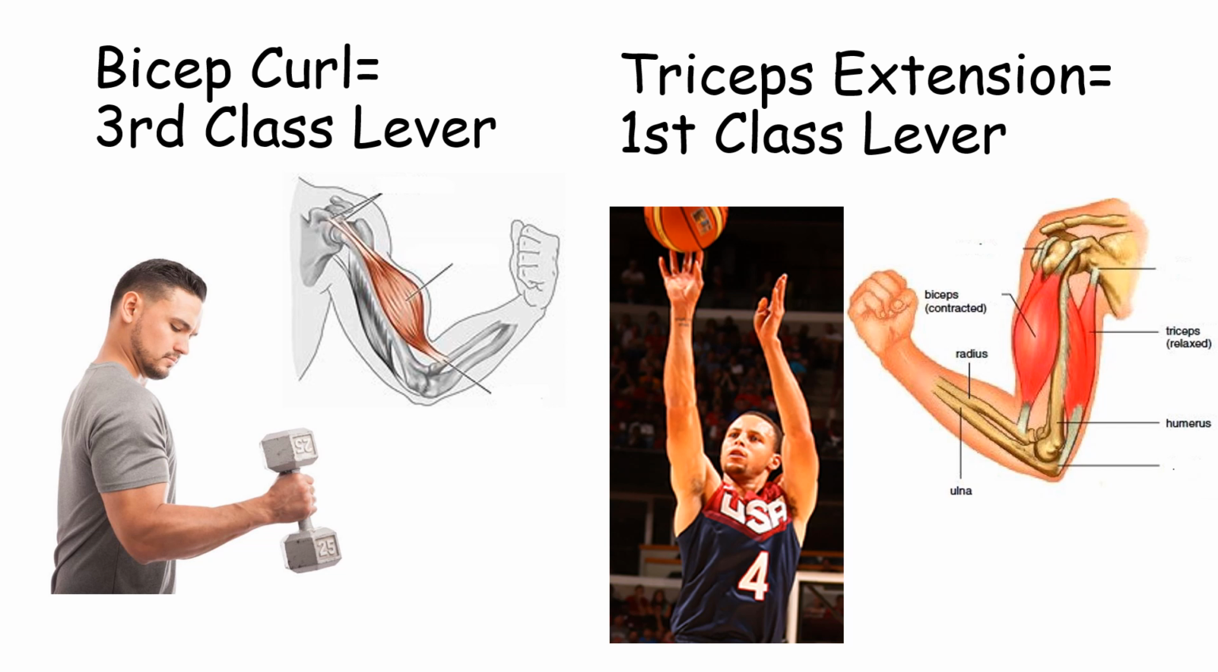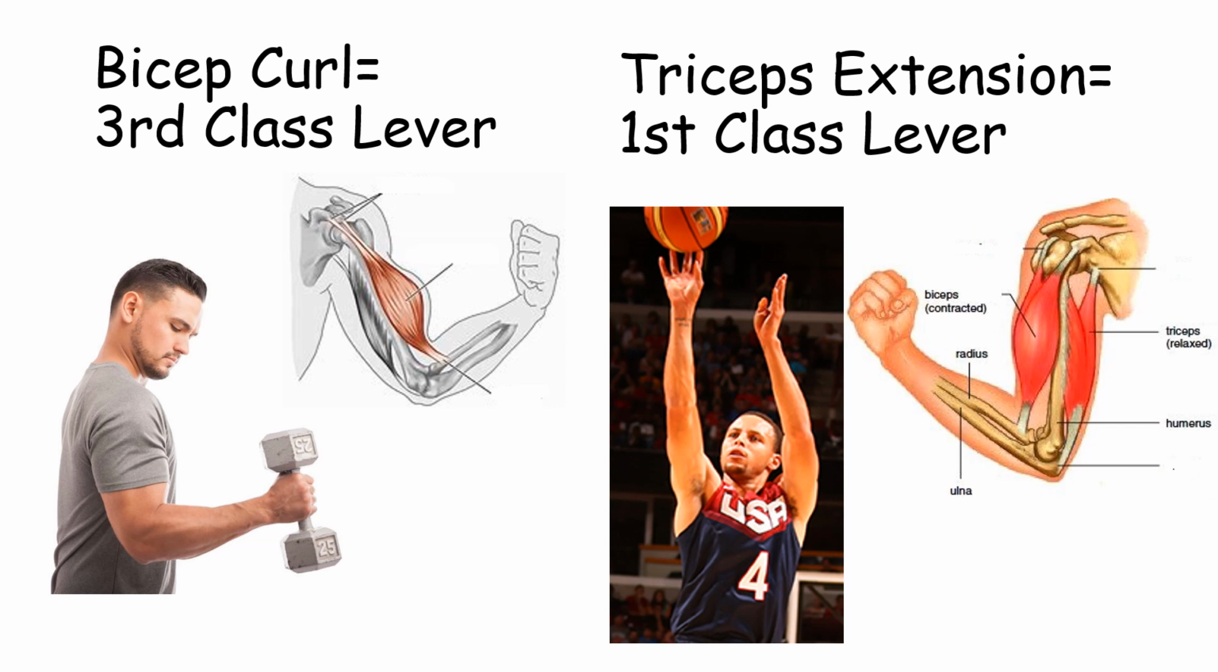Okay, so why is a bicep curl a third class lever? Why is a tricep extension a first class lever system, even though the fulcrum, the pivot point, is the elbow joint? Again, it's all about knowing your anatomy and physiology of the arm. And again, just talking through that.